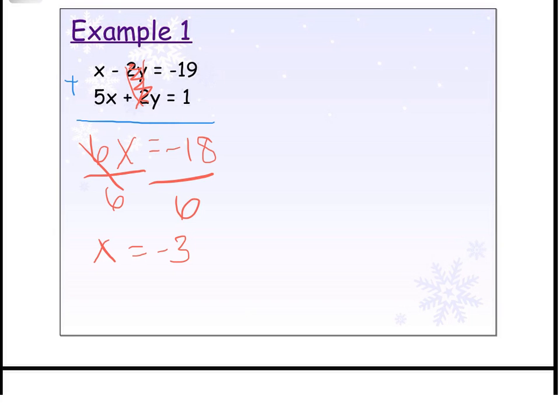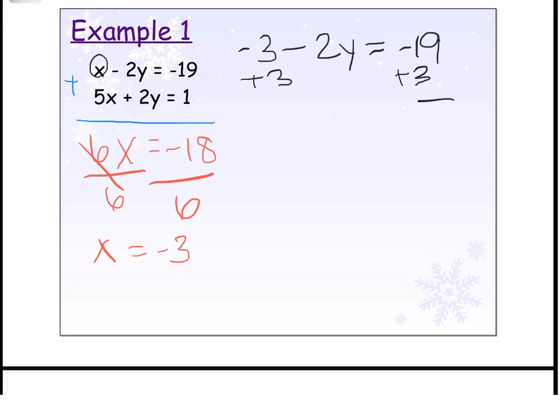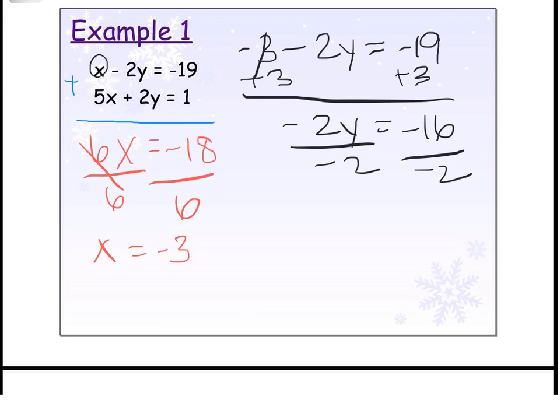Now to find my y, I'm going to go back to my original equations, and I can plug that x into either one of them. So I'm going to go with the top one. So if x is negative 3, I'm going to put in that right there. So I have negative 3 minus 2y is equal to negative 19. And now I'm just solving for y. So I would add 3 to both sides like we do with any other two-step. And I have negative 2y is equal to negative 16. And I divide by negative 2. So the solving part is a review. We've been doing that for a while. So that part you should feel comfortable with.